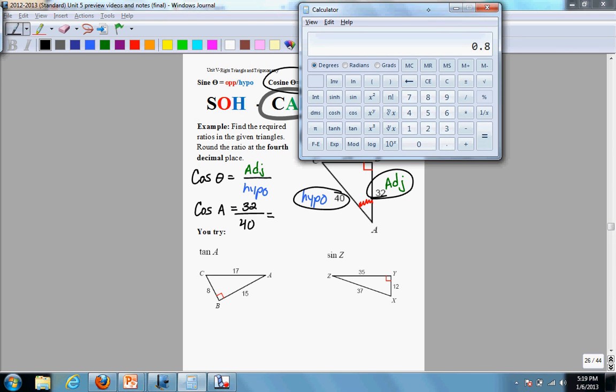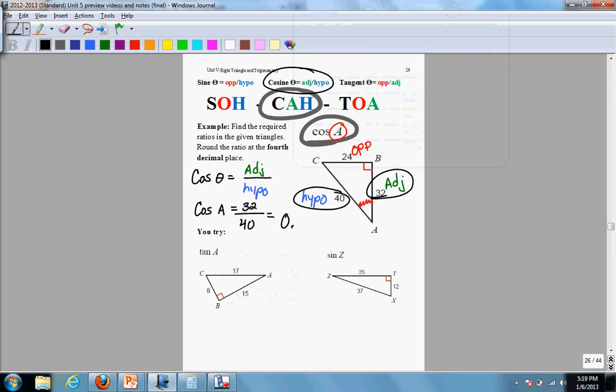And then I'm going to take 32 divided by 40, rounded to the 4th decimal place, and I get 0.8. So 0.8000. The cosine ratio of angle A is going to be 0.8000.